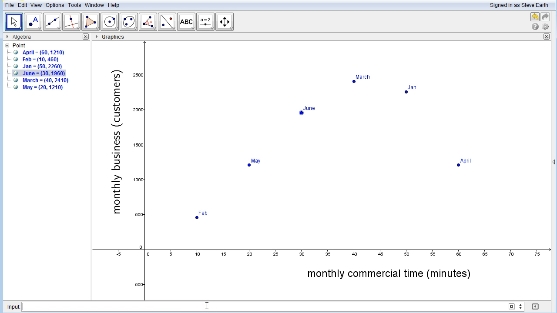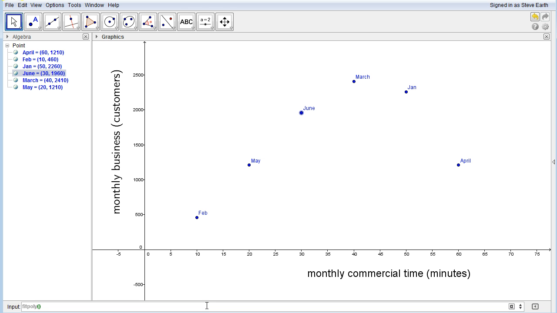There's a command that does it in GeoGebra. And here's the command. It's FitPoly. So you just type it as one word, no space, just FitPoly. That means we're basically finding a polynomial of best fit. And then you put a parenthesis, and then you put in the points.